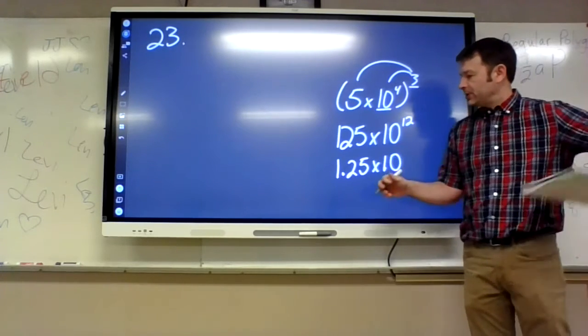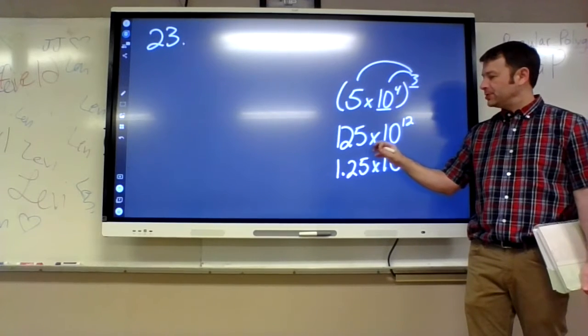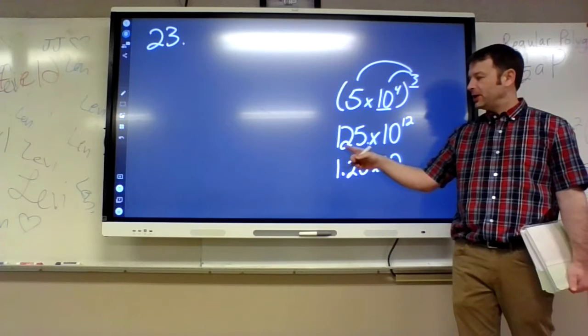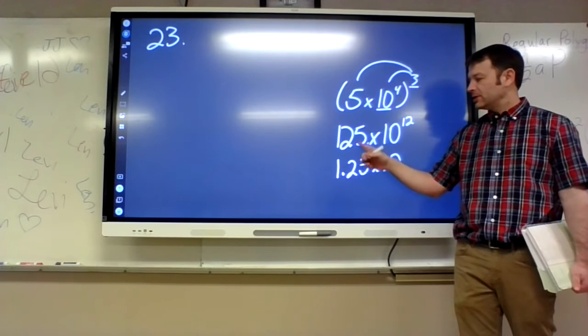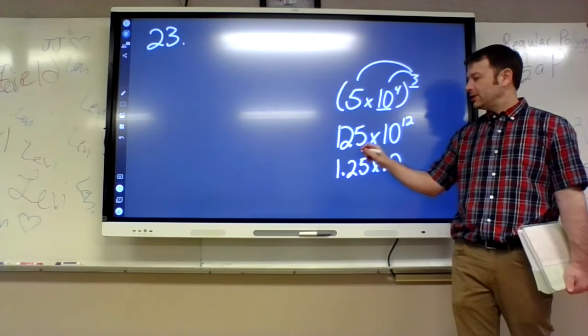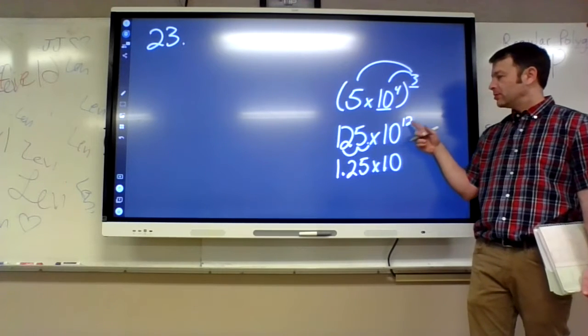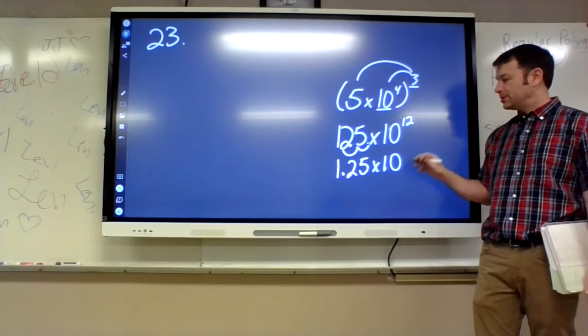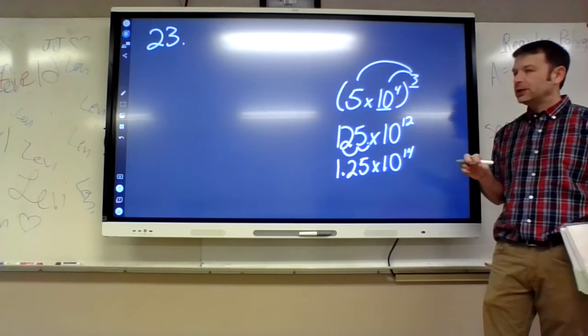Okay, you guys remember the trick? So the decimal used to be right here, so I moved it 2 this way. Did I make the number get smaller or bigger? Smaller. If I make this number 2 moves smaller, what do I do to the exponent? Make it 2 moves bigger. So 12 plus 2 is 14.